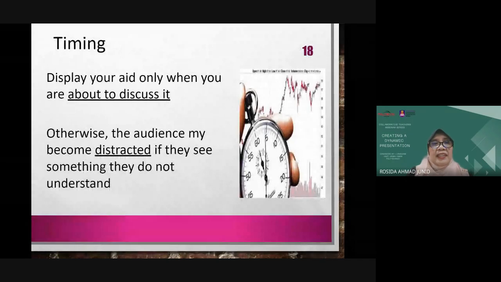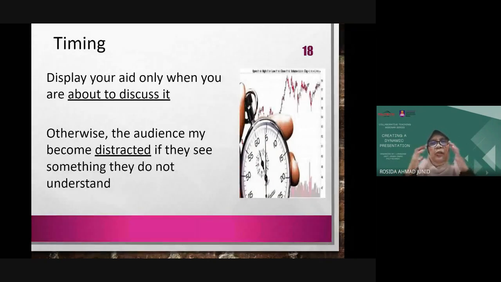And then timing, right? Display your aid only when you're about to discuss it. For example, don't display your aid when you are presenting your third point. You start to present your visual aid when you mention your first point. Because if not, the audience will get distracted if they see something that they don't understand. Suddenly you have the visual aid there and they wonder, what is this picture all about? It doesn't relate to the point. So make sure it's the right supporting material for the right point. If not, the audience will wonder, what's going on? What is this supporting material for?